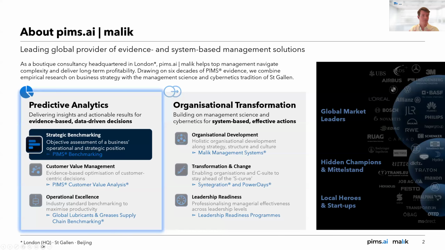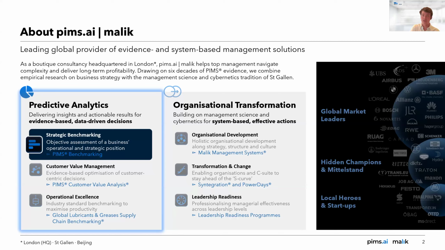The name carries two sides that are important. On the one side, we've got the management science and cybernetics tradition of St. Gallen. We're building on Redmond Malik, Stafford Beer, Alois Geilweiler. That's our organizational transformation pillar at PIMS.ai Malik. We support executives on transformation and development through Malik management systems, integrations, leadership programs, and so on.